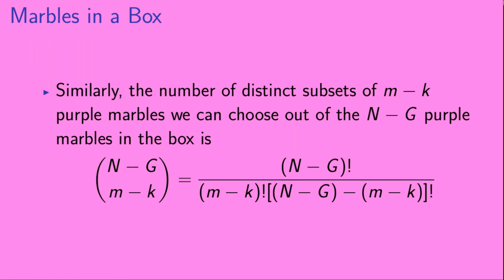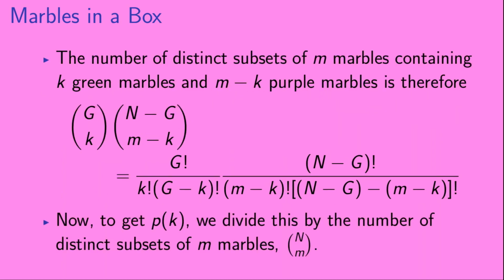Similarly, the number of distinct subsets of M minus k purple marbles we can choose out of the N minus G purple marbles in the box is N minus G choose M minus k. Okay, so the number of distinct subsets of M marbles containing k green marbles and M minus k purple marbles is therefore G choose k times N minus G choose M minus k. And we've written that out in terms of all the factorials.